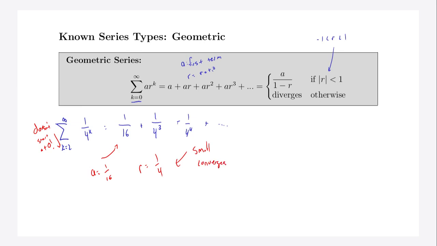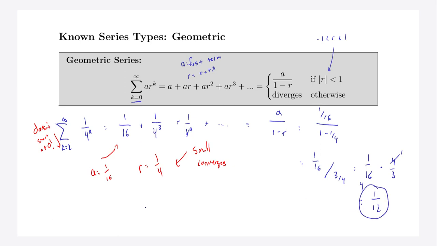So our series converges. And specifically, we know our series is equal to a over 1 minus r, which is 1 over 16 over 1 minus a 4th. That's 1 over 16 over 3/4. That's 1 over 16 times 4/3. And that is 1 over 12, right? Cancel that out. Something like this. Cool. So this series converges to 1/12. So that's how we can deal with geometric series.